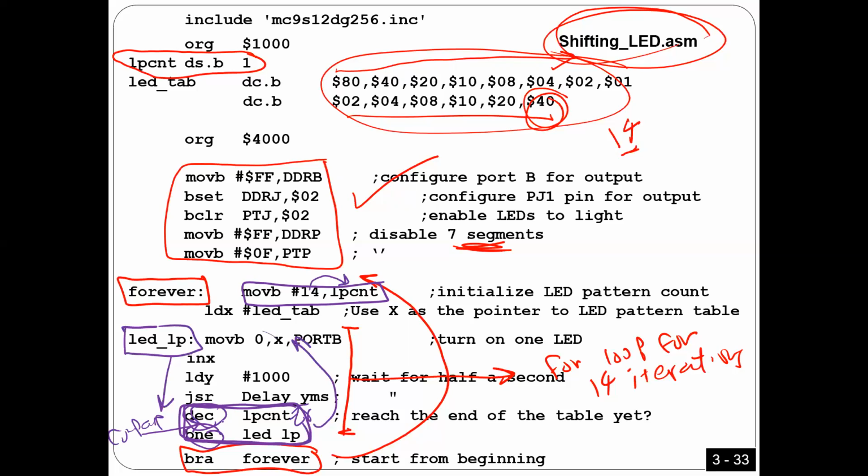So what you see here in red is an infinite loop. Inside the infinite loop, I'm going to make a for loop for 14 times. That's what I did. Is that okay? Okay. So now, what should I do in every iteration?